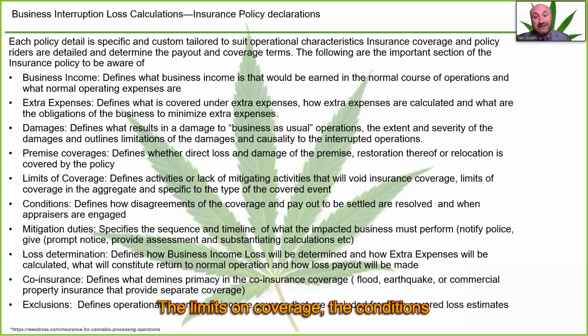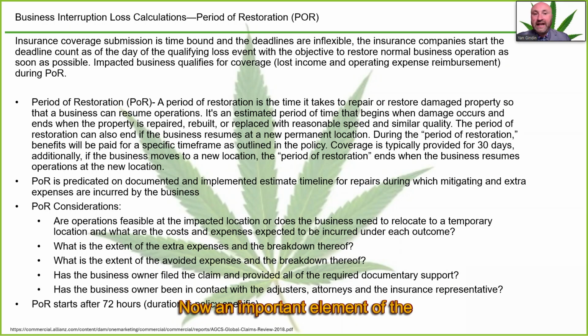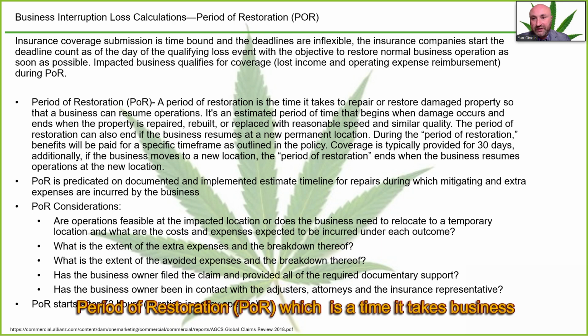The limits on coverage, the conditions, we talked about that: proper licensing, not selling contraband. What are the mitigating responsibilities? Again, business owners are obliged and required to mitigate potential losses. How losses are determined, whether co-insurance plays a part and to what extent, and it also defines what is excluded from the business insurance coverage. Now, an important element of the business interruption losses is the so-called period of restoration.